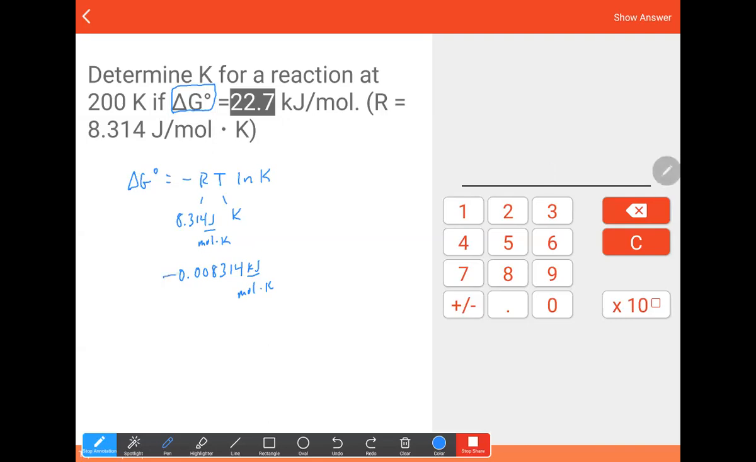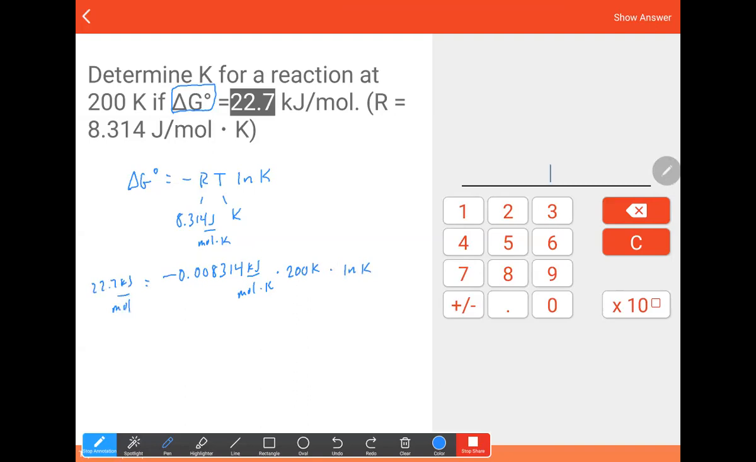Negative, you can't forget the negative. That helps, so when delta G is positive, that means it favors the reactants. So K should be small. So we've got to account for that. So negative R times 200 Kelvin times natural log of K equals 22.7 kilojoules per mole.